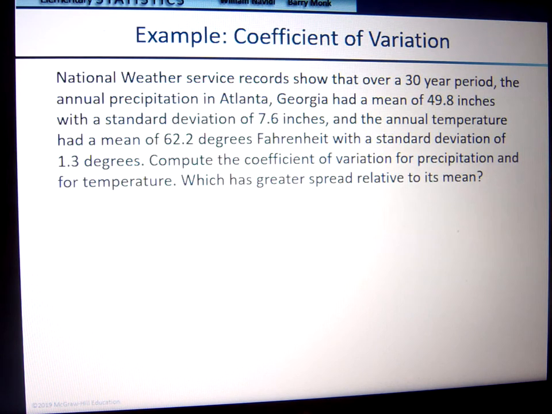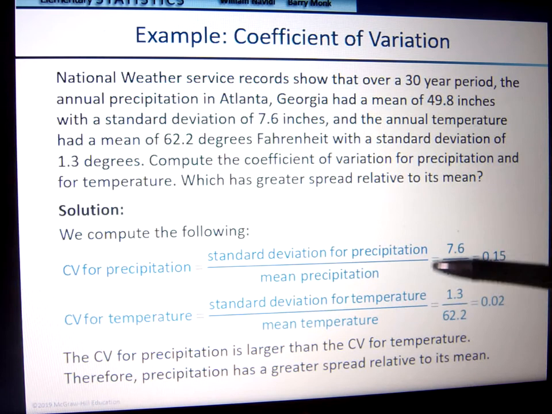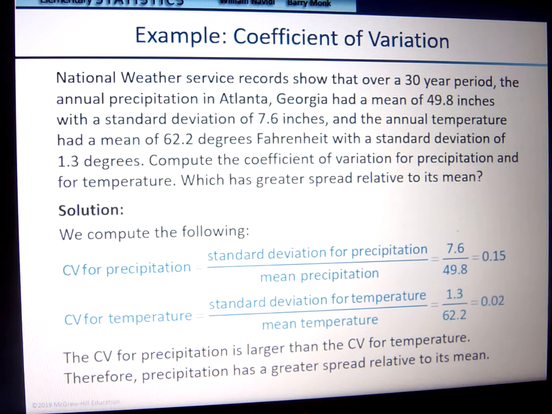So we take each one and divide it by its mean. Here we will get about 15% for precipitation. Here we will get about 2% for temperature. So our CV for precipitation is larger than the CV for temperature. Therefore, precipitation has a greater spread relative to its mean.